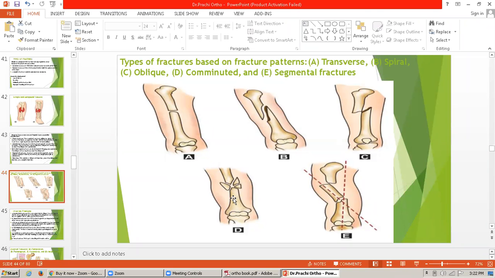Then this is a comminuted fracture. In that we can see how many fragments occur in a bone. And the last one is the segmental fracture. In that we can see how the segments, that is more than one or two parts, are divided from a bone. So these are the types of fracture based on the fracture pattern: transverse fracture, spiral fracture, oblique fracture, then comminuted fracture and the segmental fracture.